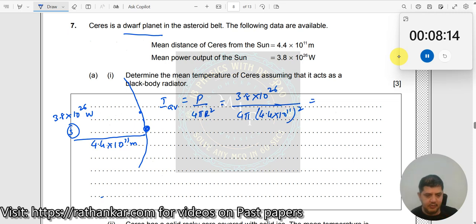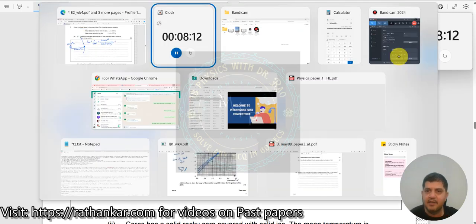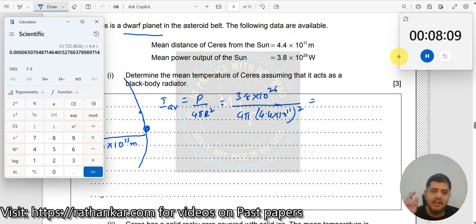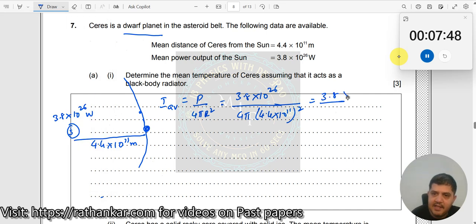So, let us calculate what this value is. We are computing the average intensity which is falling onto the surface due to sunlight. Which should be equal to 4 times 3.14 times 4.4 times 4.4. I am calculating the denominator initially, which will be 243. So, I will write this as 3.8 into 10 to the power of 26 divided by 243 into 10 to the power of 11 whole square, which is 10 to the power of 22.